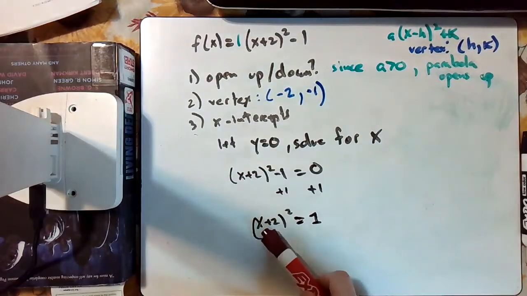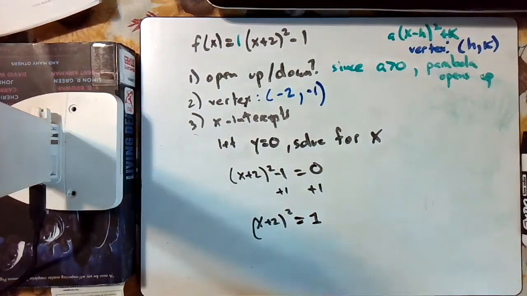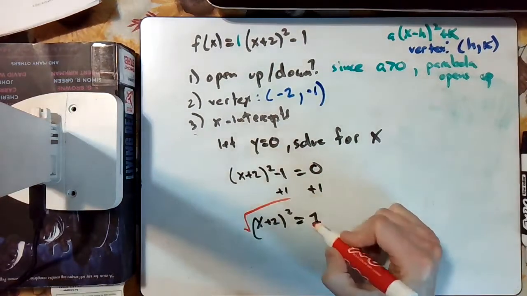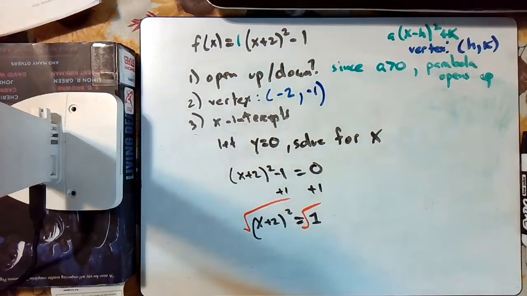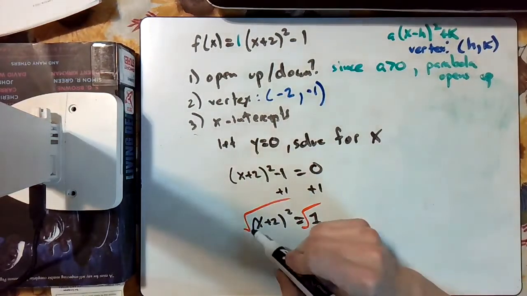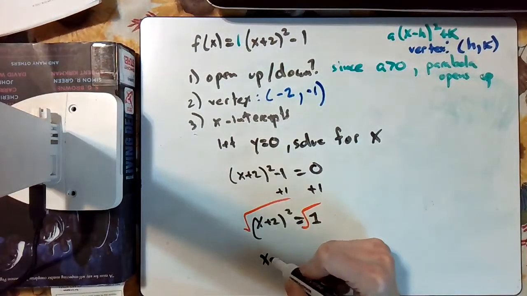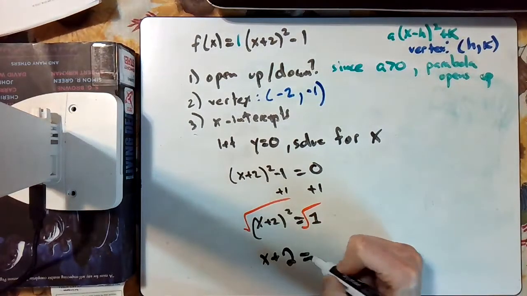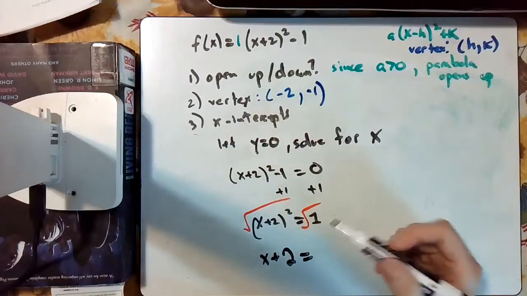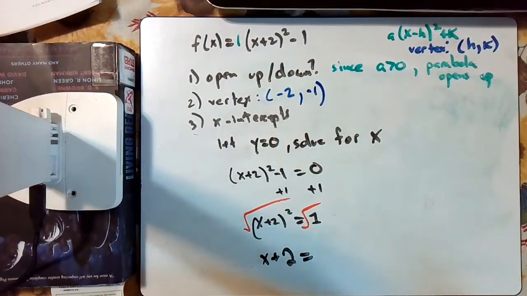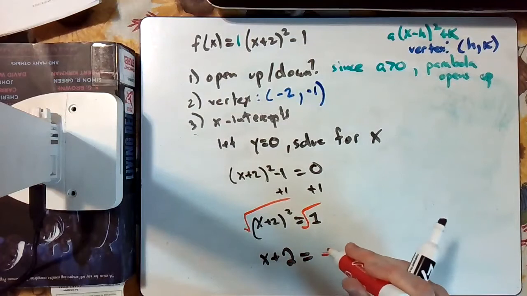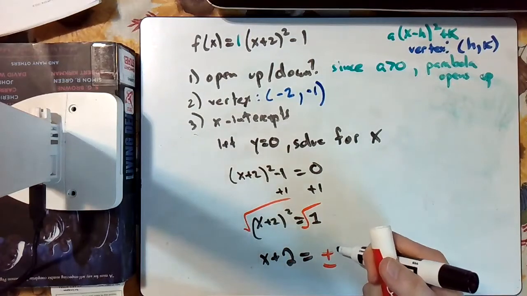Now we need to get rid of the squared here. What undoes a square? A square root, right? Do that. And then remember, the square root of something squared, they cancel each other out. So we get x + 2 equals, now remember, because we're dealing with equations and we took the square root, we're going to have two answers. So we're going to have plus or minus 1.